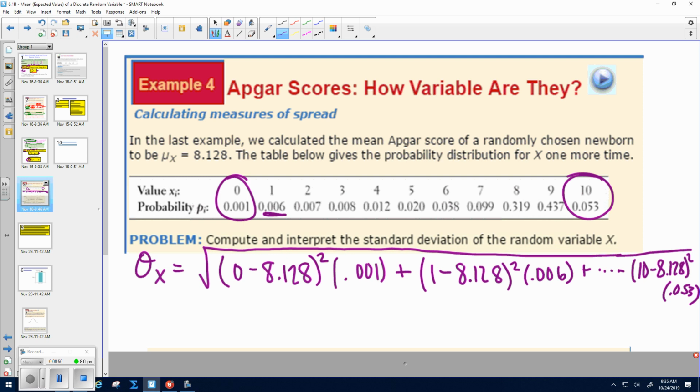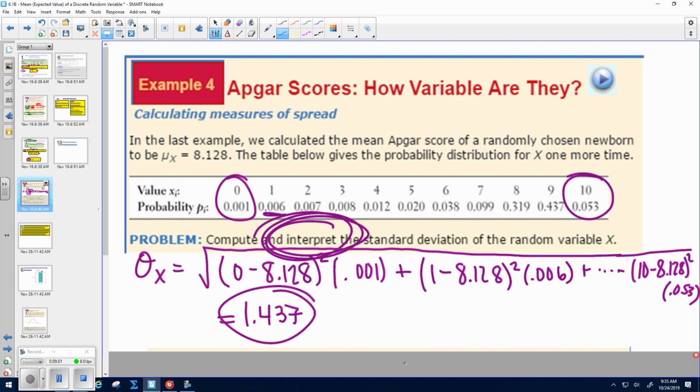Plug it all into your calculator, and you get 1.437. Okay, it also says to interpret. Well, this is our typical distance that a randomly selected baby would be away from the mean, which was 8.128. All right, so we're typically going to vary by about 1.437 in our scores.